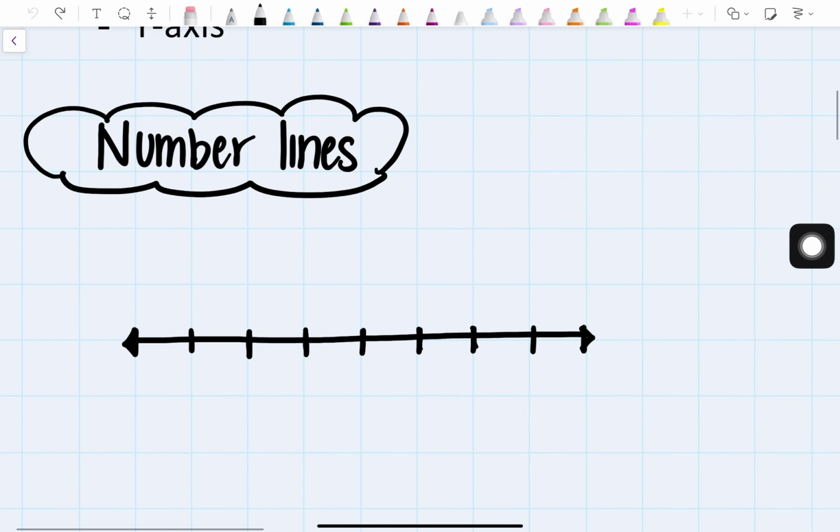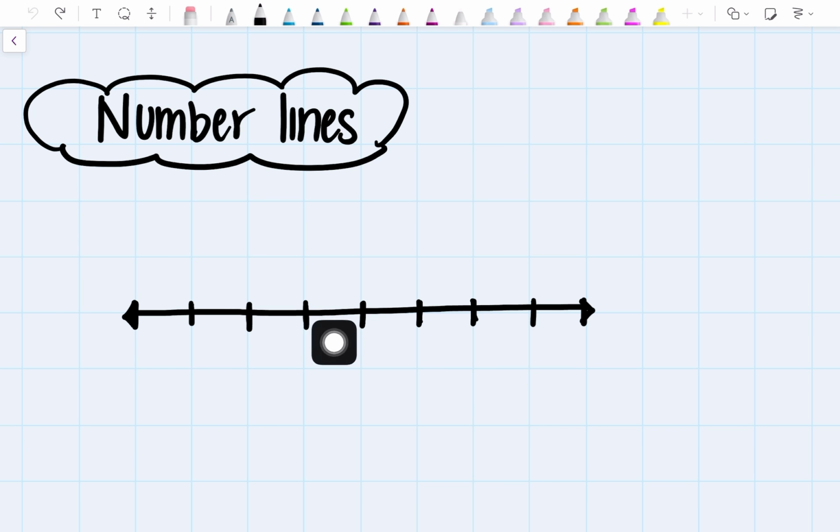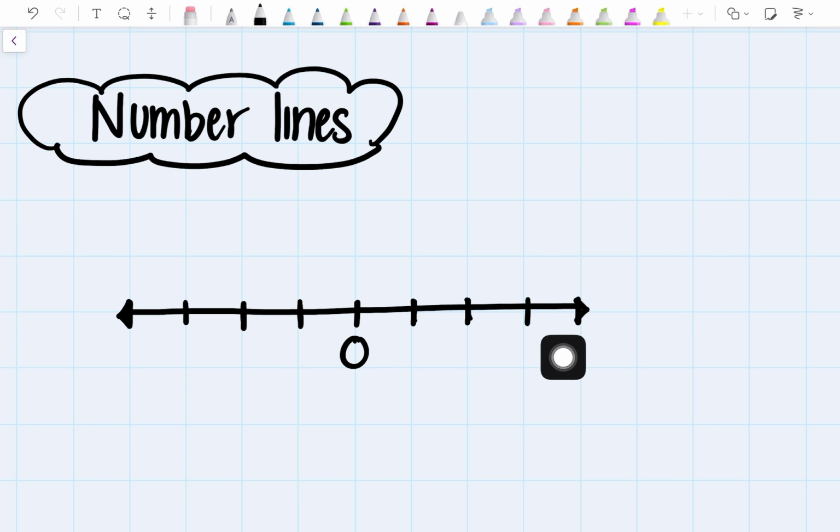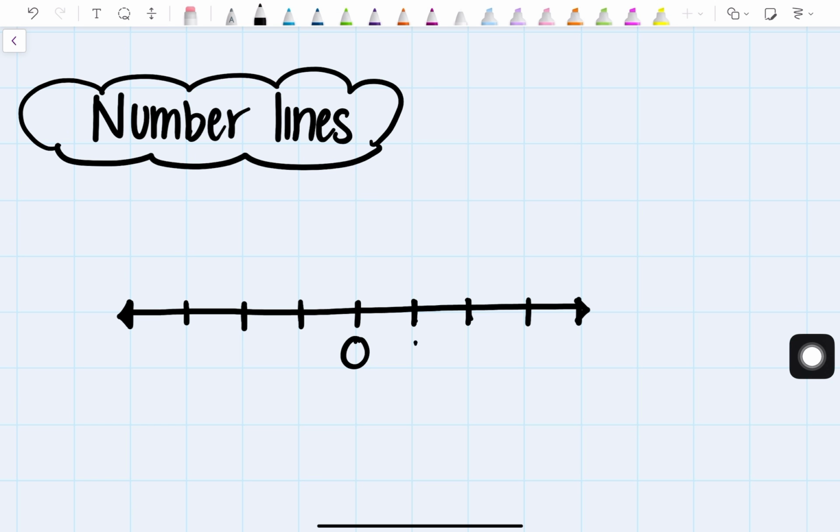Starting off with the number lines, we have a horizontal number line. Let's say I have 0 here. Whenever it comes to a horizontal number line, numbers to the right represent positive numbers, and numbers to the left represent negative numbers. Once again, to the right, I have positive.